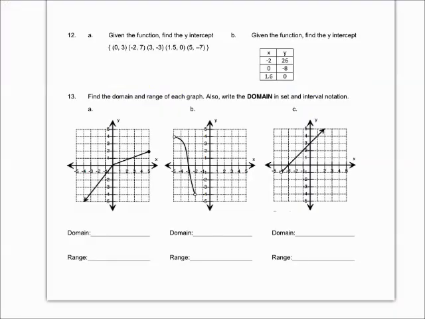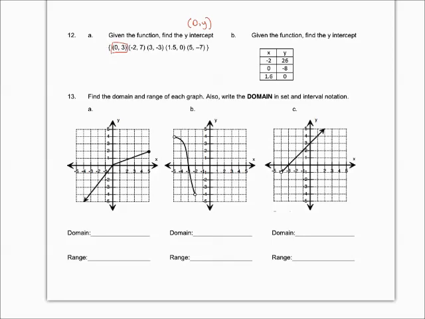For number 12, we need to find the y-intercept for both a and b. Anytime you have ordered pairs, if you're looking for the y-intercept, that's always going to look like 0, comma, and then I put a y just because it's going to be some number. So hopefully you realize that 0, 3 is going to be your y-intercept.